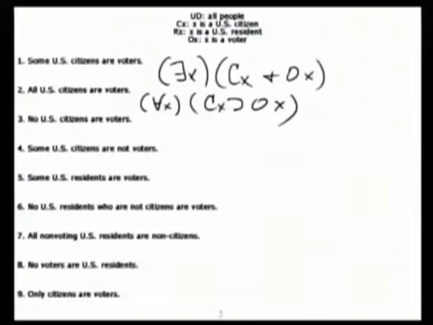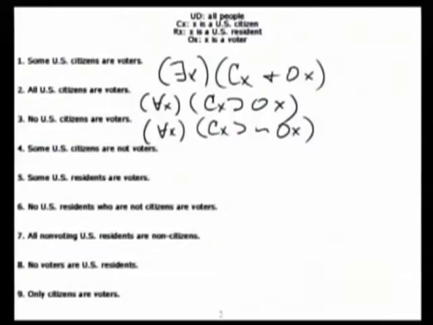Okay, Adam, number 3. For all X, CX implies not OX. Yeah, so if somebody's a U.S. citizen, then they're not a voter. That's what it says. There are other ways of doing this, though. Any other suggestions?